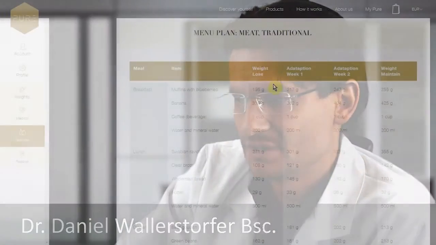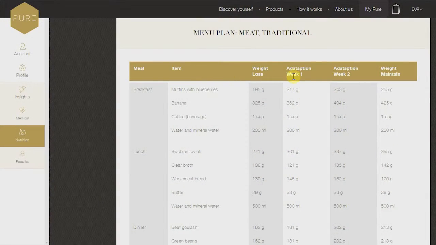Now, once you've lost your body weight, or you've gone to the body weight that you were aiming for, you shouldn't go back to old habits, because then you would very quickly go back to where you started. So the next thing is the adaptation week 1, which means for 1 week you can follow this and eat slightly more. The next week you eat even more, so your body slowly gets used to getting more calories again.